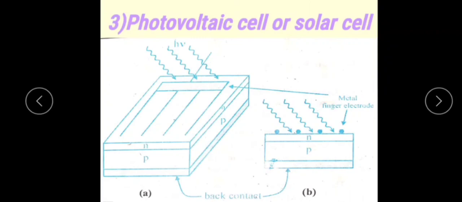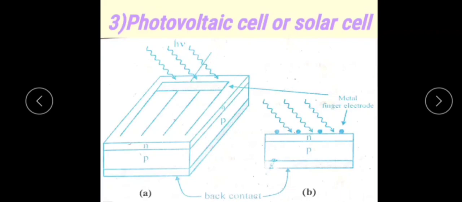Thus, the p side becomes positive and the n side becomes negative, and this gives the photovoltage. One side positive, one side negative means definitely there is a potential difference. The potential difference between the positive and negative electrode we can call EMF or voltage. So this is the three-step procedure: generation, separation, and collection.